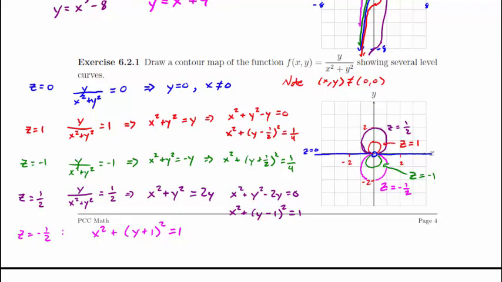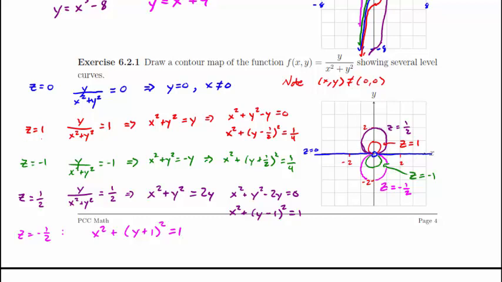Okay, so let's run through this. We have the function f of x, y equals y over x squared plus y squared. If we set z equal to 0, we get y over x squared plus y squared equals 0. This implies that y equals 0 just because of how fractions work. The numerator has to be 0. Let's note that the origin is outside of the domain. So if y is 0, x cannot be 0. Graphing this, y equals 0 gives me this blue line along the x-axis is where the elevations are 0.